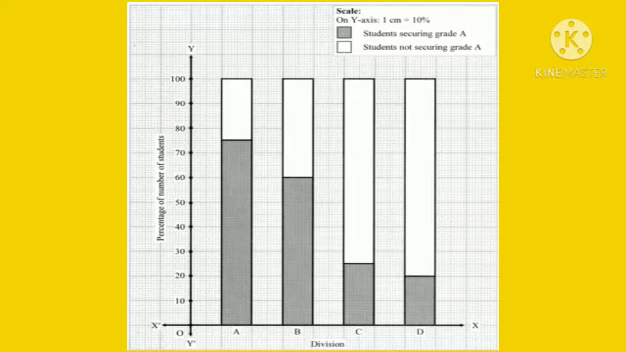So that much shaded part is representing the percentage of students securing grade A, and the unshaded part is representing the percentage of students not securing grade A.